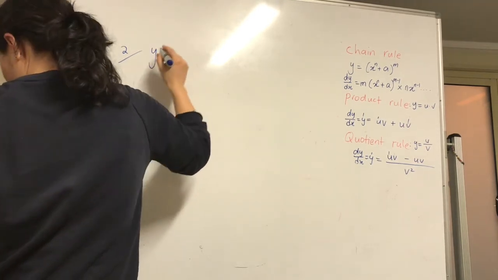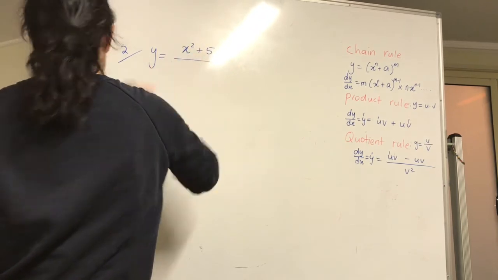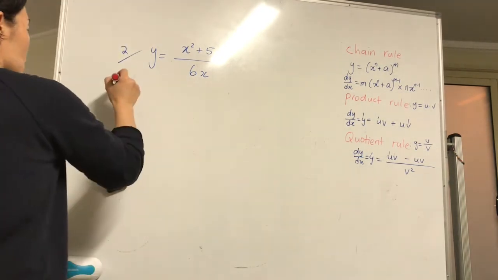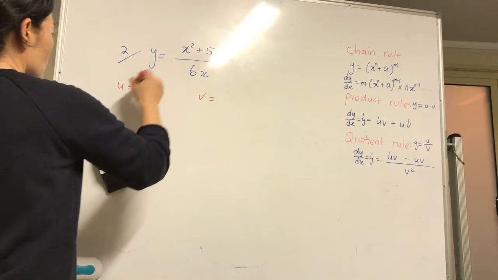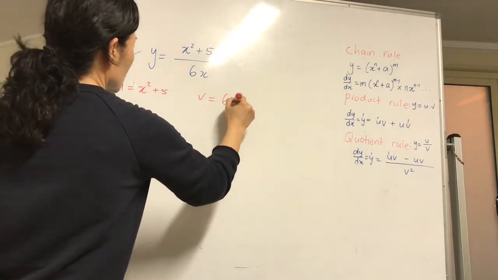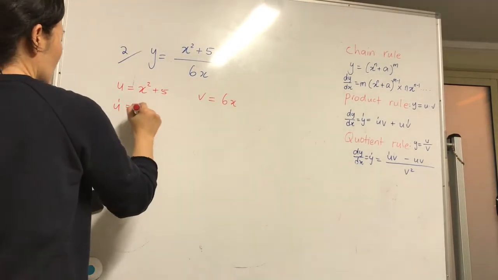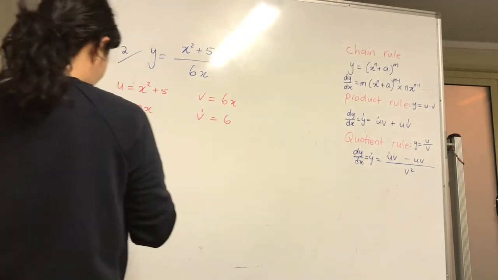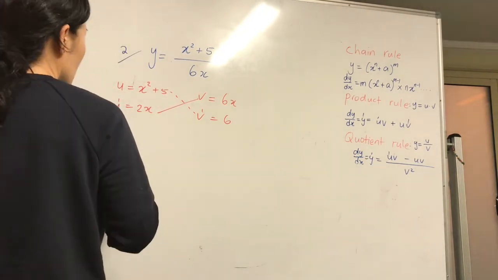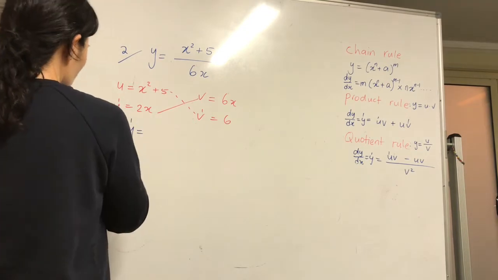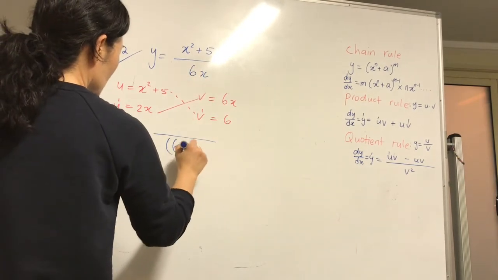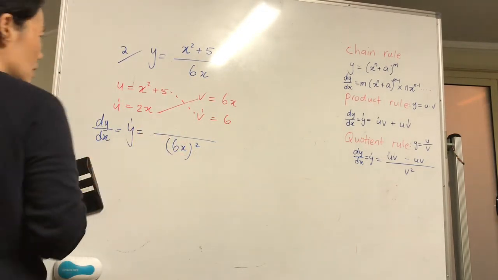y equals x squared plus 5. Have a go at that. So you first decide what is u, what is v. U is what's on the top, the numerator, and the denominator is my v. And then I'm going to go y dash, or you can do dy dx. That's what now? 6x squared. Make sure the whole thing is squared, not just x.